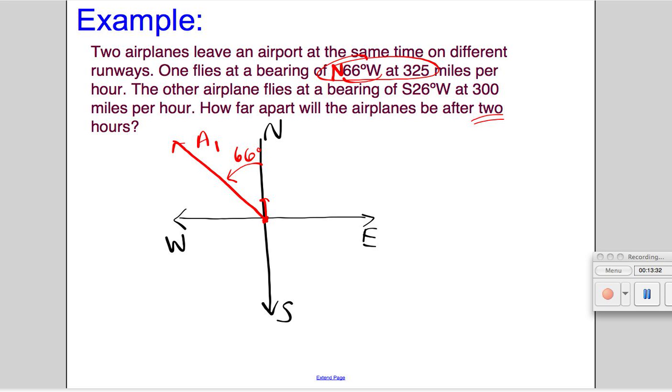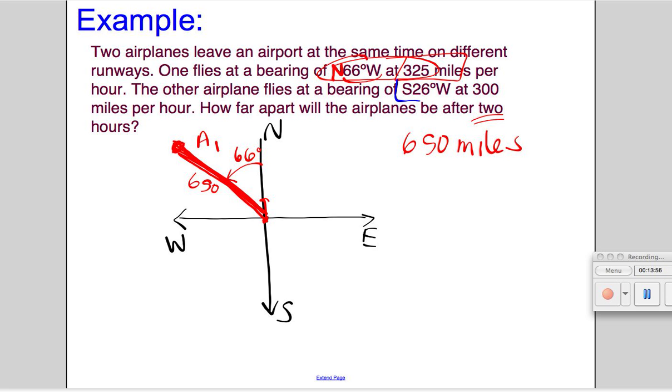And it's going 325 miles per hour. So this leg right here, this is how far it's gone, it's going to be 650 miles because it's gone for 2 hours at 325 miles per hour. So this is 650, that length. And that's where airplane 1 is, right at the end of those 2 hours.